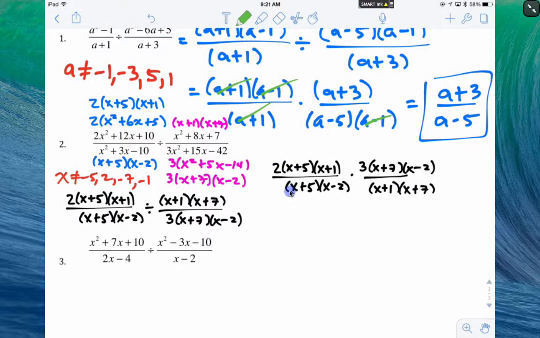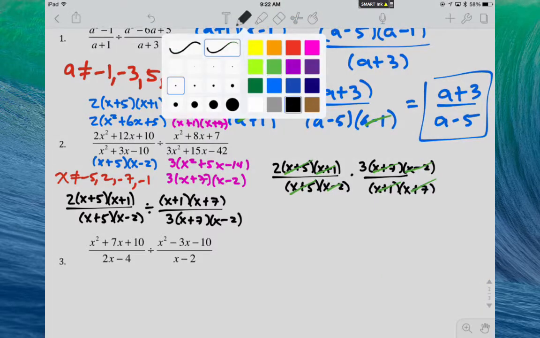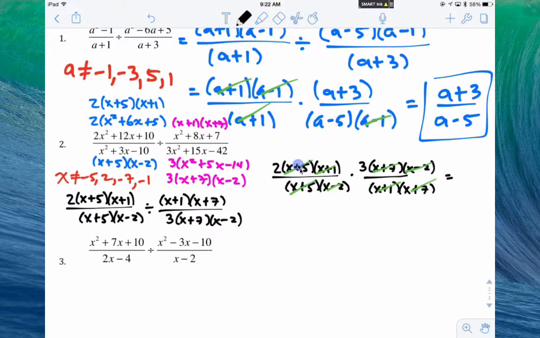Let's see, I see an x plus 5 in my numerator and denominator. I see an x plus 1 in our numerator and denominator. I see an x plus 7 in our numerator and denominator. And I see an x minus 2 in our numerator and denominator. Oh my god. Which means that the final result, after all of that, is just 2 times 3, which is 6. That is the simplified version of the quotient of these two rational expressions.